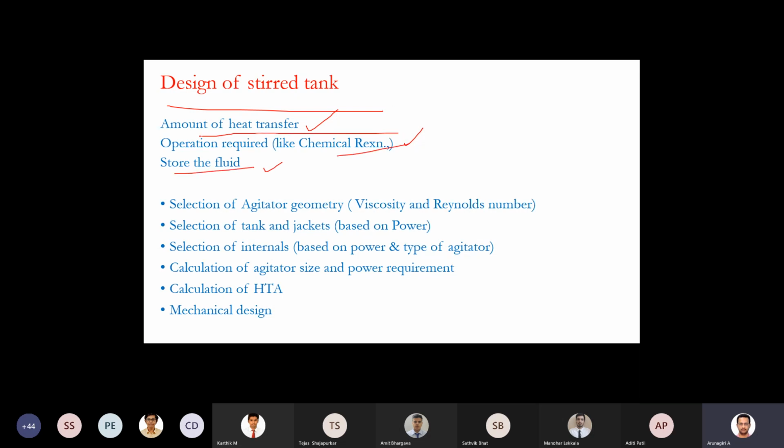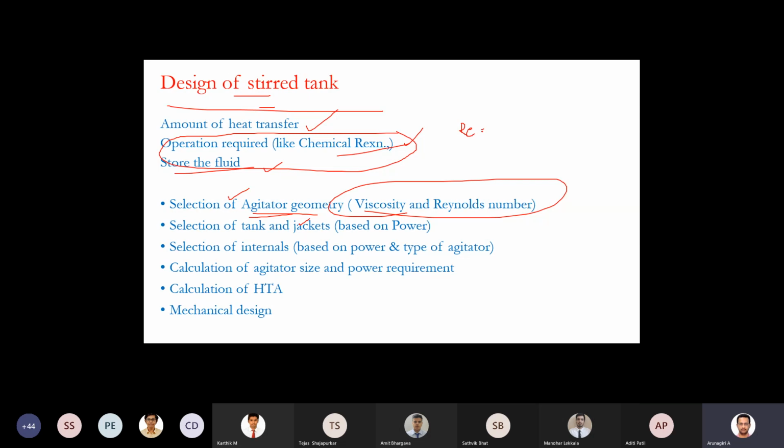Okay. So these are all the objectives of the stirred tank. So what should we do? First, we should select the agitator geometry. Then we have to select the tank and jackets. This agitator geometry is normally selected based on the viscosity and Reynolds number. Once you select the agitator, you can calculate the Reynolds number.